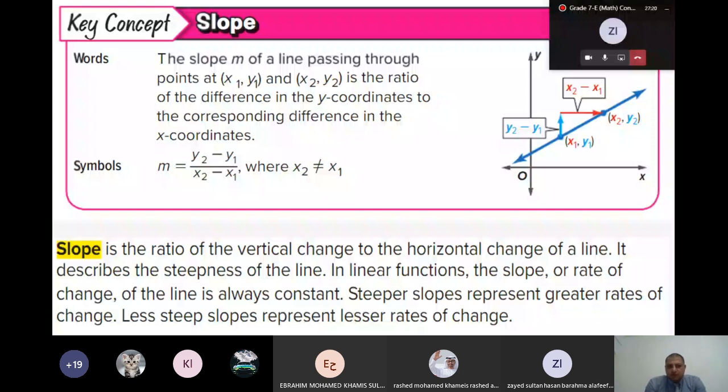So the slope is the ratio of the vertical change to the horizontal change of a line. It describes the steepness of the line. In a linear function, the slope or rate of change of the line is always constant. Steeper slopes represent greater rates of change. Less steep slopes represent lesser rates of change. So we just learned that the slope concept is exactly like the rate of change.